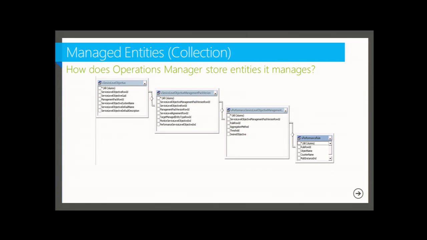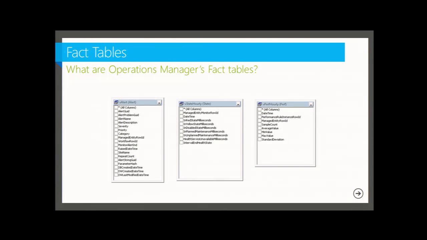Similarly, we go the same way for performance. Instead, we go from the service level objective to the service level objective management pack version to the performance service level objective management pack. Finally, we have our fact tables. So I've just pulled these up. We have vAlert, vStateHourly, and vPerfHourly are the ones most people query. We also have the raw versions of these tables and the daily versions of these tables.